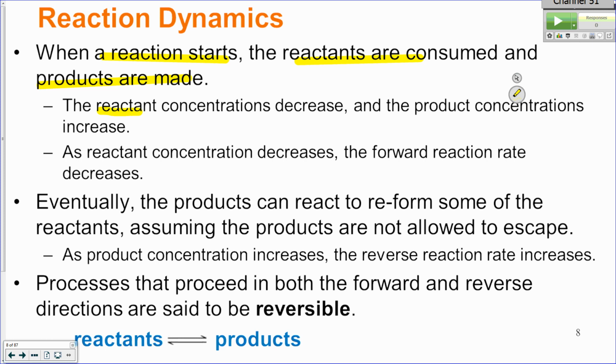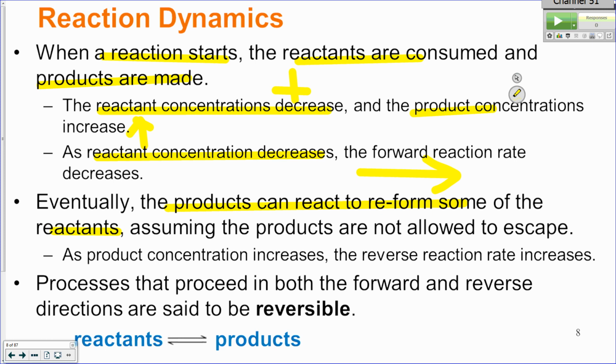So that means the concentration of the reactants is going to be going down, and the concentration of the products that are being formed is going to be going up. So as long as you have a decrease in the concentration of the reactants, we know the reaction is proceeding in the forward direction. Okay, but eventually it's going to reach some point where the products start to decompose and start to remake some of the reactants.